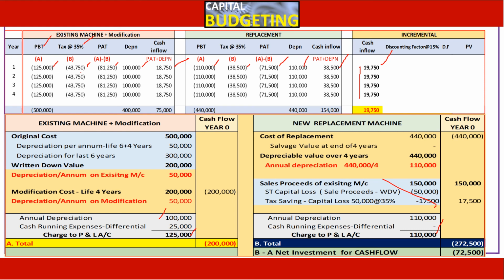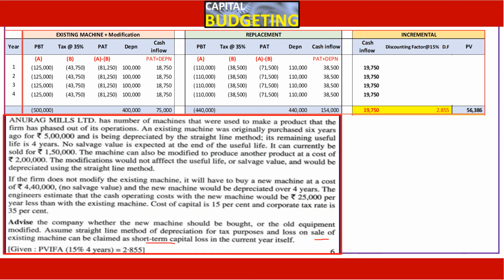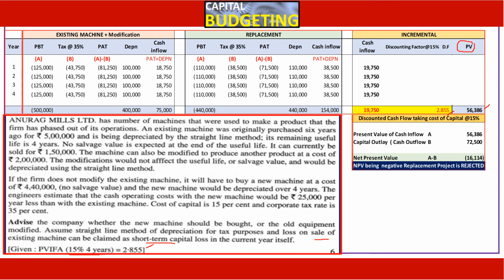And we have seen when it is uniform, we can use the aggregate rate provided by the problem. Here it says at 15% for 4 years, the multiplier will be 2.855. And if we multiply, it will be 56,386. This is as per the problem which gives. Net inflow is 56,386 as the present value. And we have to see what our outflow is. Our outflow was 72,500, whereas our present value is 56,386.